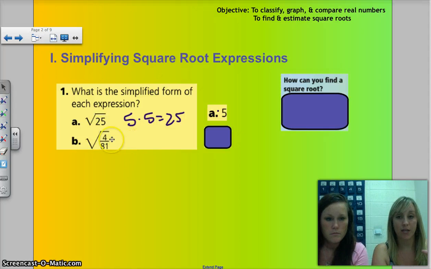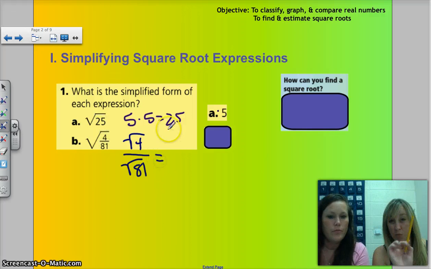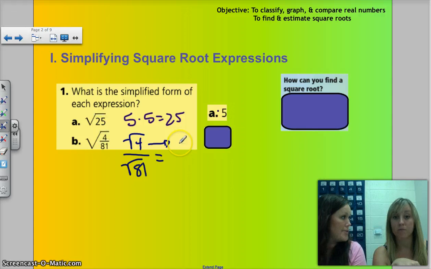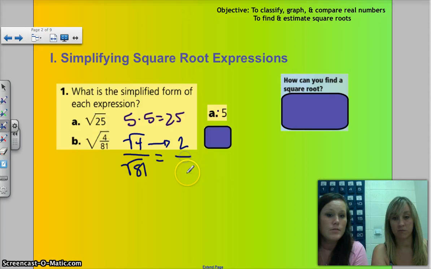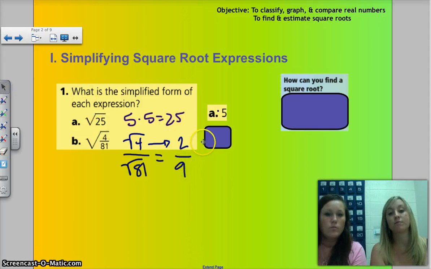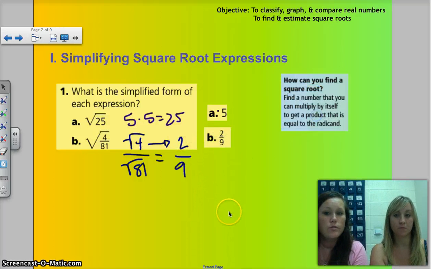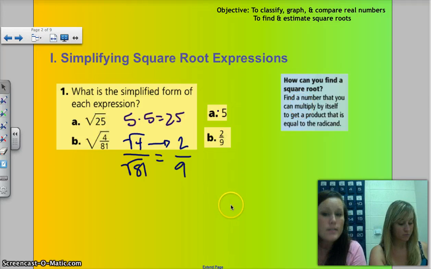The next one is the square root of 4 over 81. You can break this up and have the square root of 4 over the square root of 81. Now you want to work the numerator, which is on top, and then the denominator. I know what times itself is 4: 2. What times itself is 81: 9. So 2/9 should be my answer. Beautiful. How can you find a square root? Find a number that you can multiply by itself to get a product that is equal to the radicand.